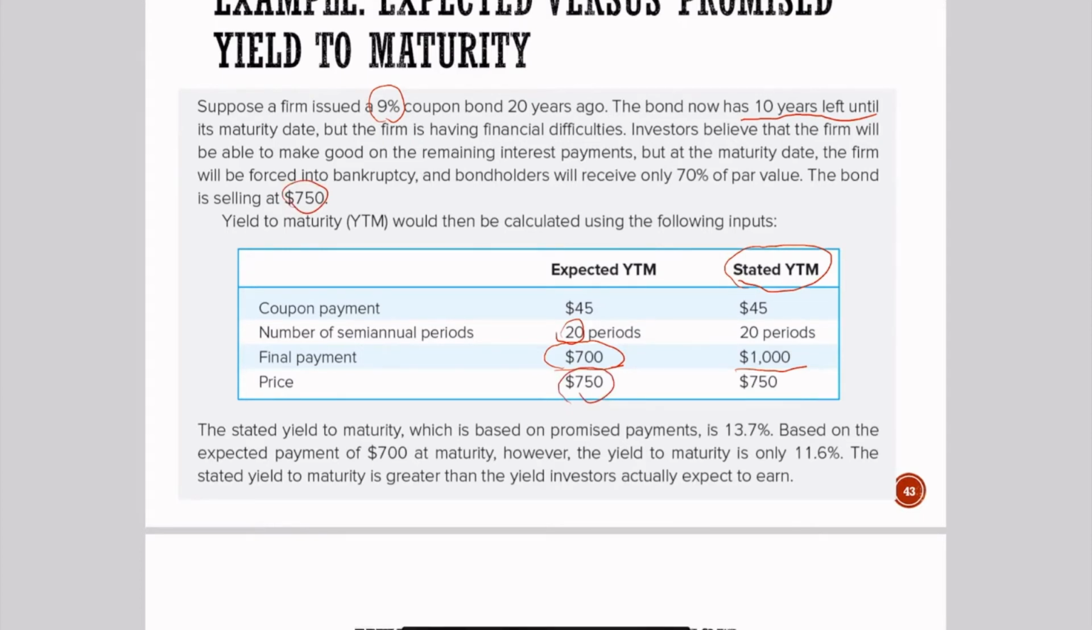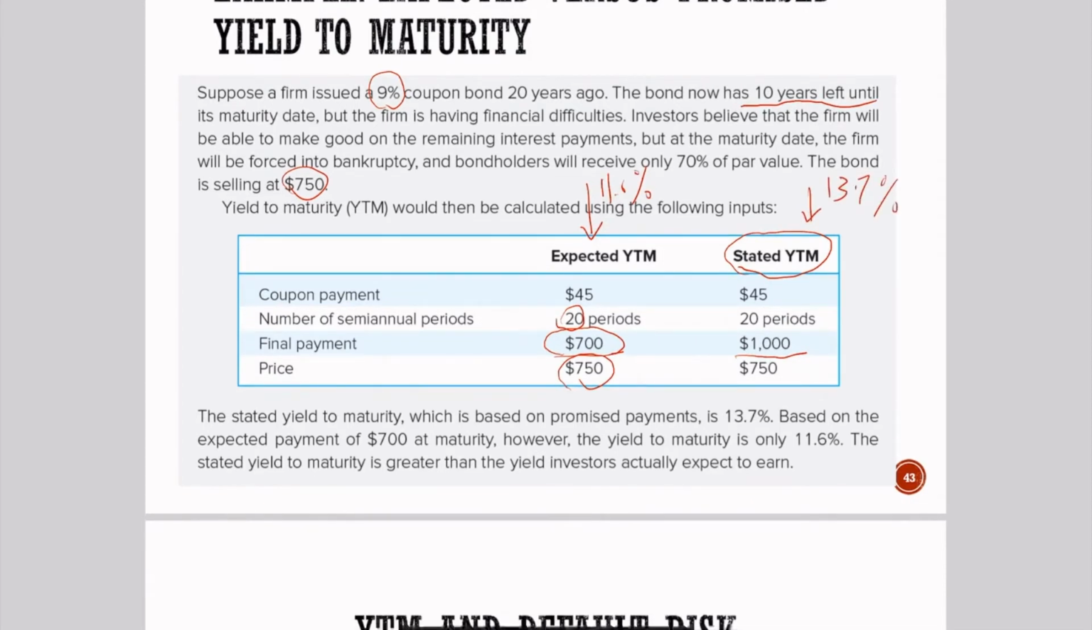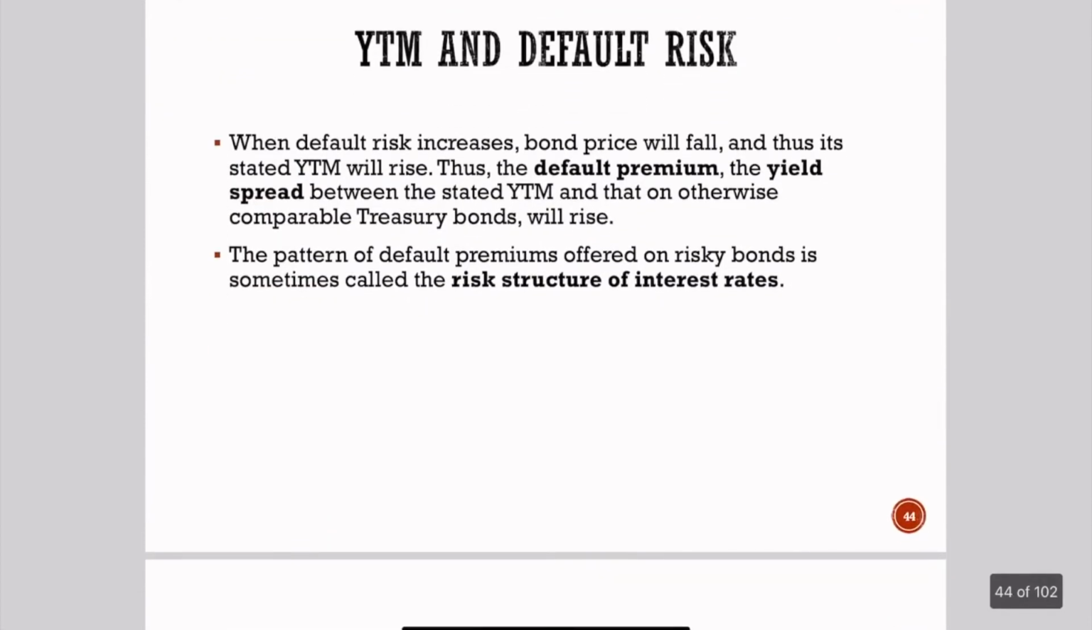And you can see that in the first case, the expected yield is actually 11.6%. And for the stated yield, it is 13.7%. It basically says that if there is no default, you will get 13.7%. However, if there is default, then you should only expect 11.6%.